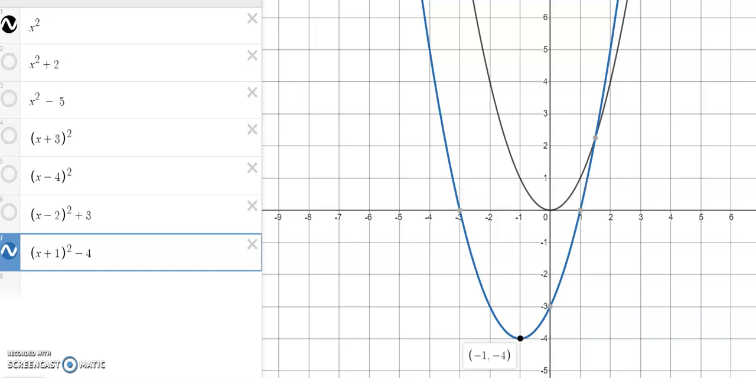Okay, so if you're ever stuck, you can always plot points, but you shouldn't have to, because you should be able to predict what these are going to look like just by looking at the numbers in the form of the equation.